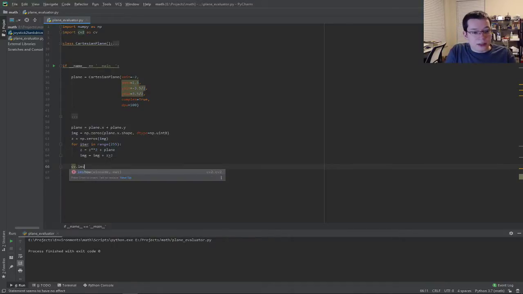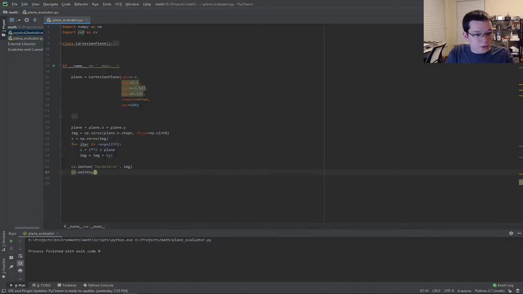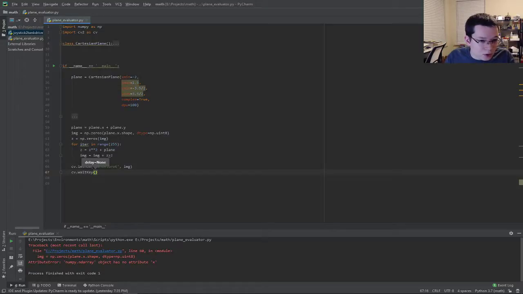So now I'll do cv.imshow image, and we'll call it Mandelbrot. cv.waitKey. I have an error. Maximum supported dimension for an ND array is 350. Whoops.